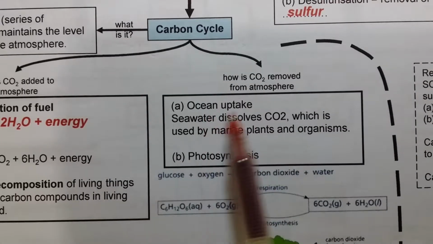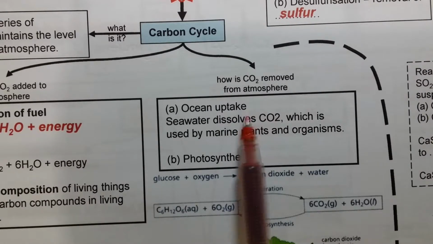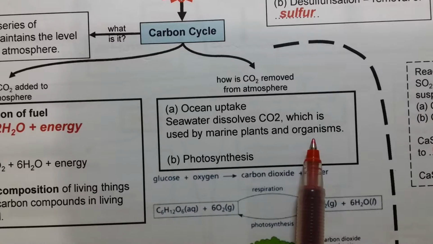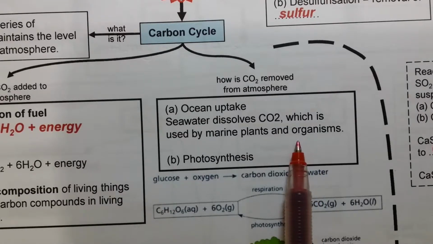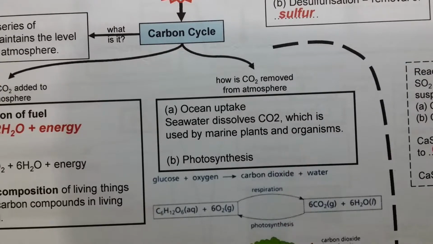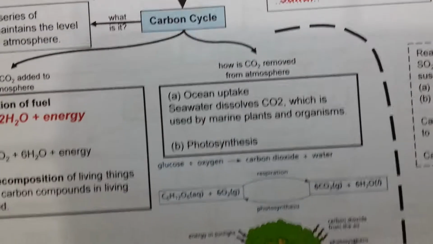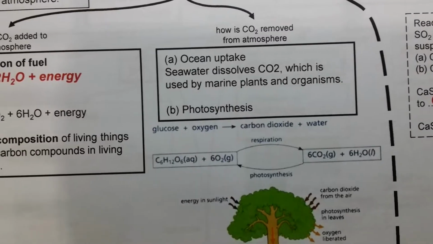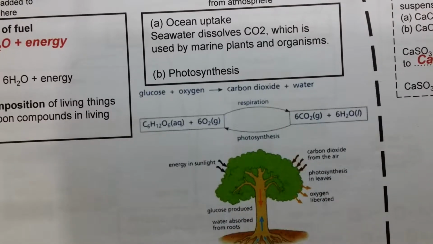An example is ocean uptake. Seawater dissolves carbon dioxide, which is used by marine plants and organisms. So the ocean basically serves as a giant carbon sink, whereby it dissolves a lot of carbon dioxide. And of course, carbon dioxide is also removed from the atmosphere through photosynthesis, which is actually the opposite of respiration. Okay, respiration, photosynthesis.